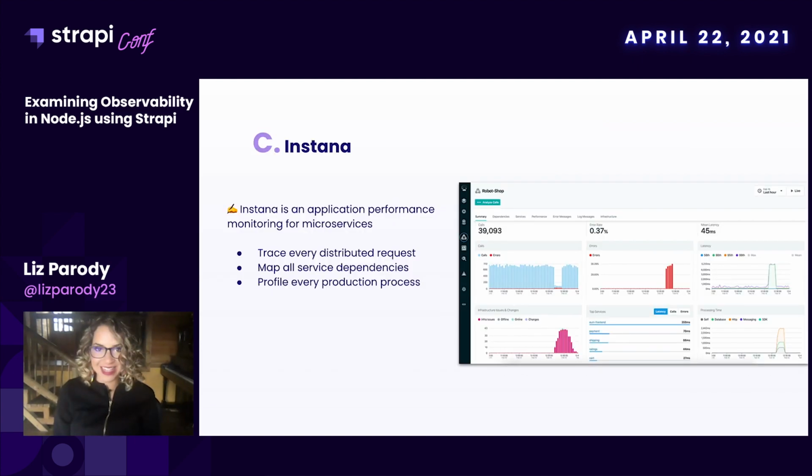The next one is Instana. Instana is an application performance monitor, APM, for microservices. It lets you manage the performance of your applications in real time and see every detail about the inner workings and inner dependencies of your application services. We can see some metrics like calls, error rates, mean latency, top services, processing times, and others.